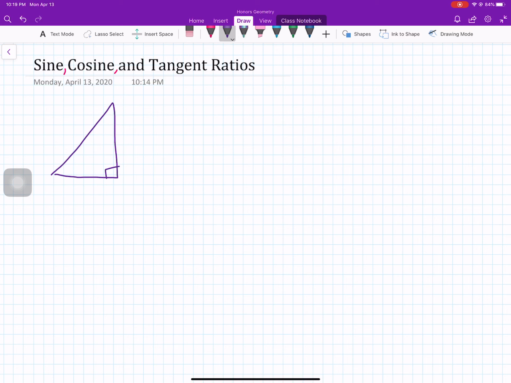Okay, so we just have a right triangle. It's very important that you realize that this only works for right triangles. And let's label it A, B, C. And then the sides, the side opposite of A, we'll label little a. And the side opposite of B, we'll label little b. And the side opposite of C, we'll label little c.